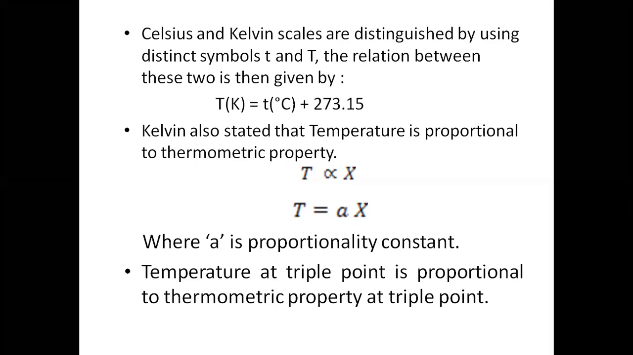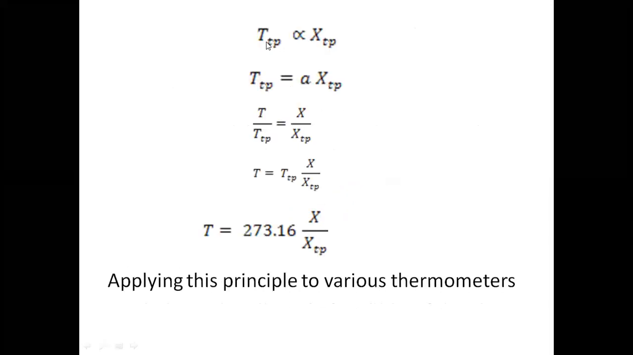In the constant volume gas thermometer, as the pressure increases, temperature increases. T is proportional to P. In a thermocouple, EMF is the property. Temperature is proportional to EMF. In an electric resistance thermometer, T is proportional to electric resistance. So the temperature at the triple point is also proportional to the thermometric property at the triple point. Therefore, temperature at the triple point equals constant a times x at the triple point.